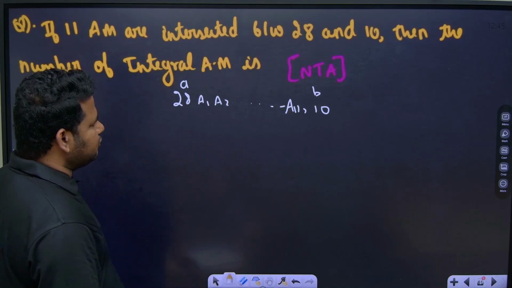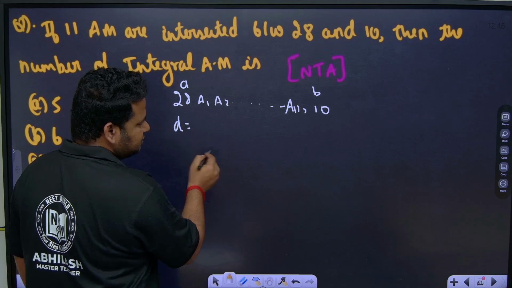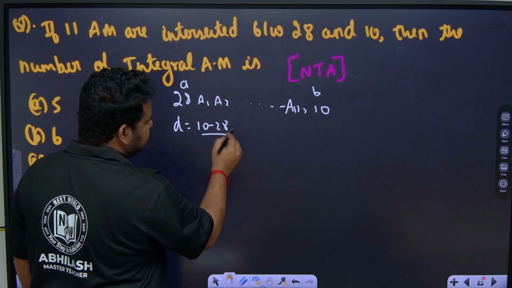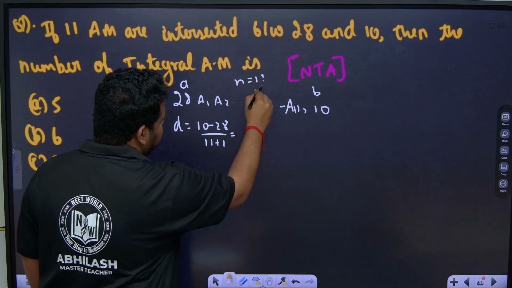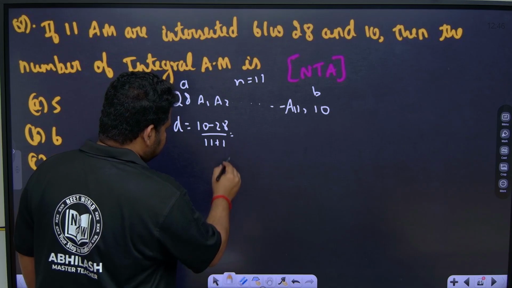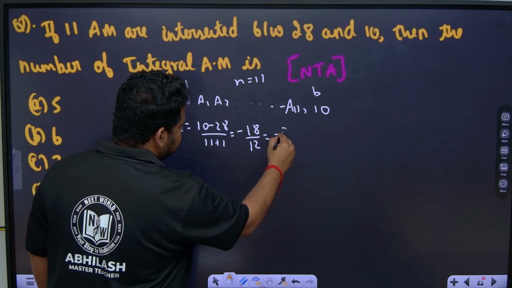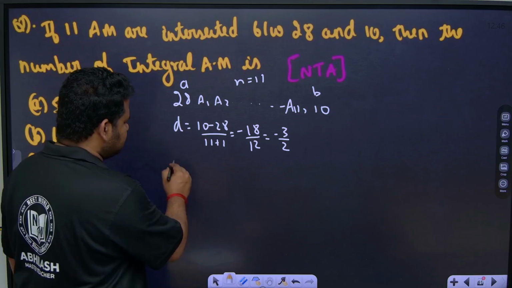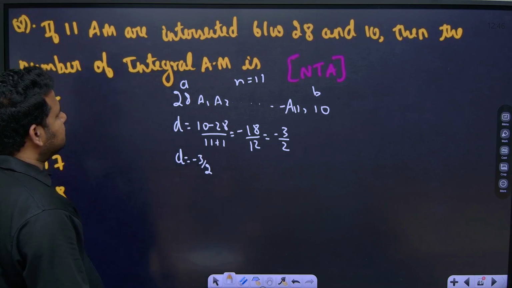Now, first of all, I told you we have to find the common difference. So the common difference d is equal to (b minus a) by (n plus 1), which is (10 minus 28) by (11 plus 1), where n is equal to 11. So this will be minus 18 by 12, which is minus 3 by 2. So d is equal to minus 3 by 2.